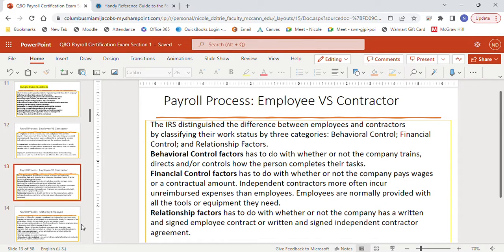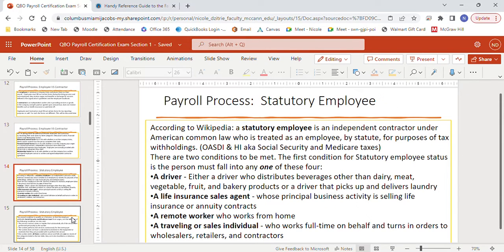Now, under independent contractor, you do have statutory employees and statutory non-employees. Now, they didn't discuss statutory non-employees. In the training section, they only talk about statutory employees. So, according to Wikipedia, a statutory employee is an independent contractor under the American common law who is treated as an employee by statute for purposes of tax withholding. So, you're going to withhold OASDI and HI, which is also known as Social Security and Medicare taxes.